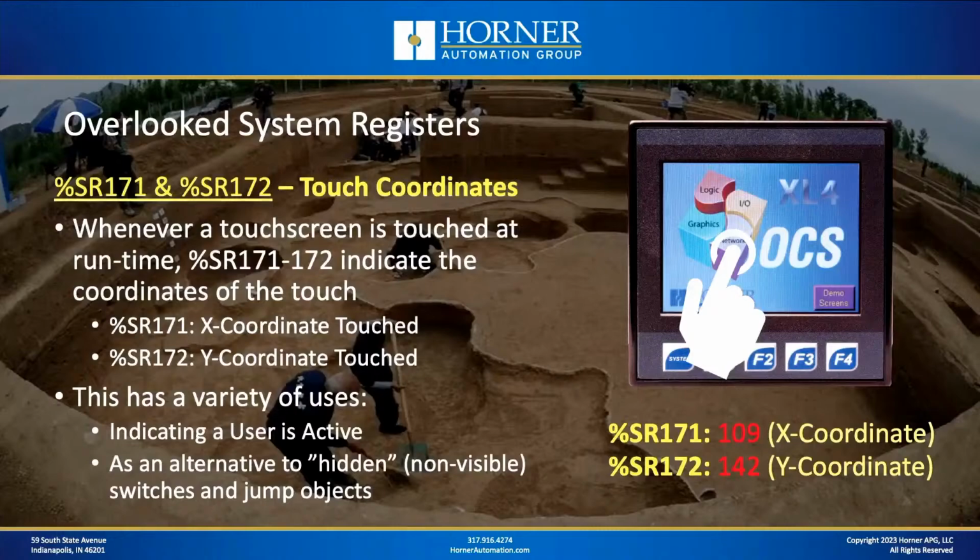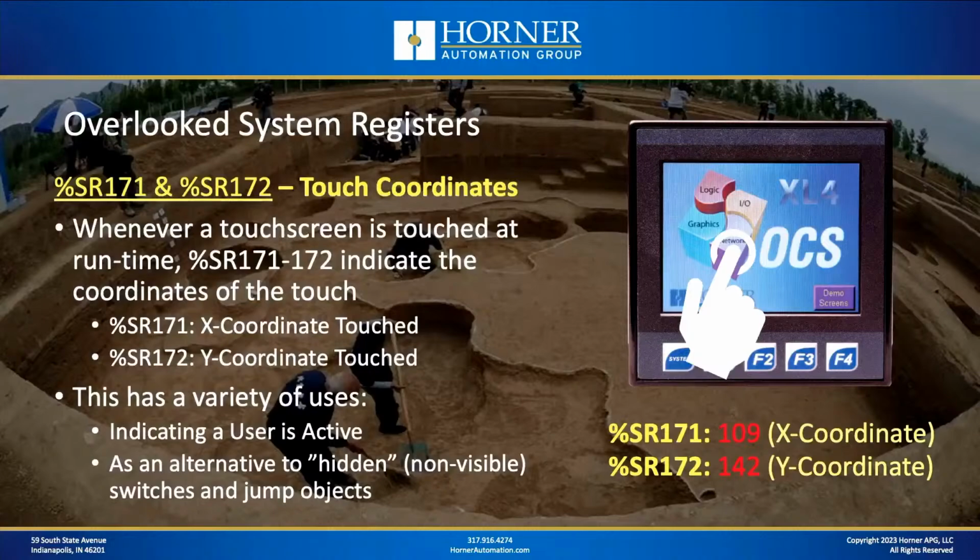Okay, the last overlooked system registers that we're going to examine today are SR171 and 172. So these provide touch coordinates for the latest place on the screen, or the current place on the screen that is being touched by the user. And SR171 contains your x-axis coordinates, and SR172 contains your y-axis coordinates.